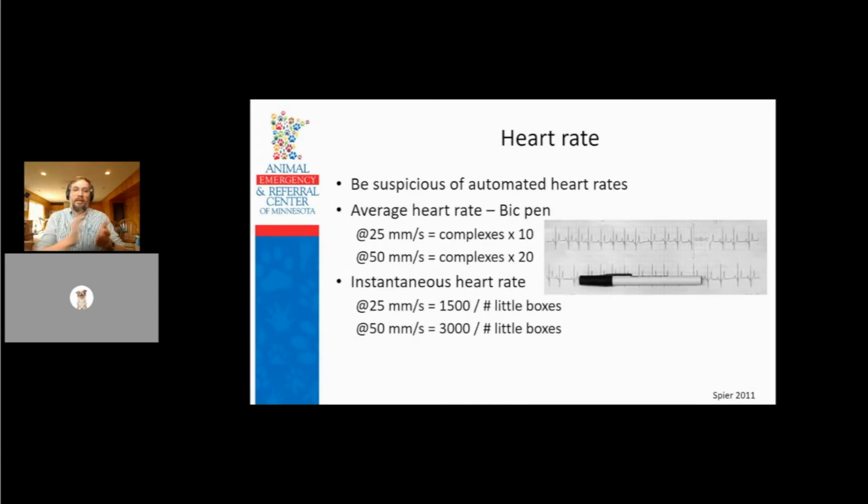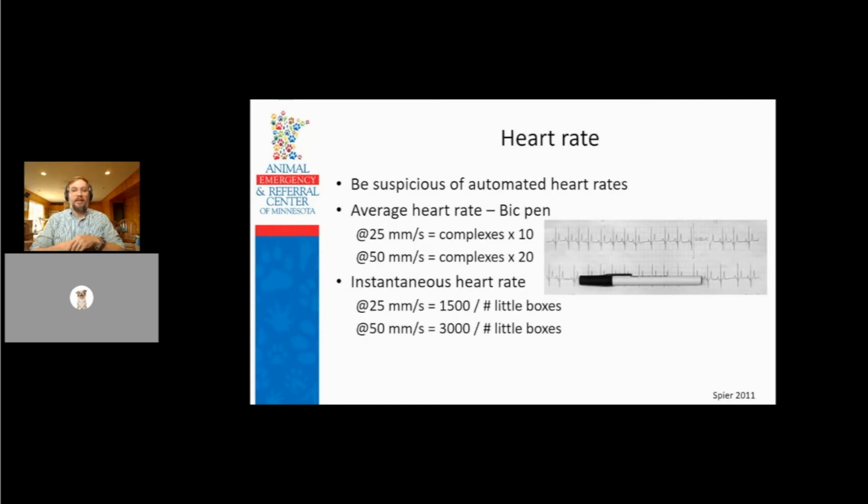So you put that pen down, you count the number of complexes that it covers, multiply by 10 to get complexes per minute. And you may see the abbreviation CPM in my talk. That means complexes per minute. It's essentially the same as beats per minute. The caveat is not every complex always makes a heartbeat. So it's technically more correct, but you can use them interchangeably when we're talking about EKGs. And then at 50 millimeters per second, you put the pen down, it covers 3 seconds because everything's stretched out more, so you have to multiply that by 20.